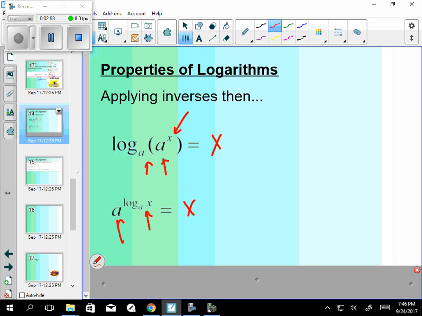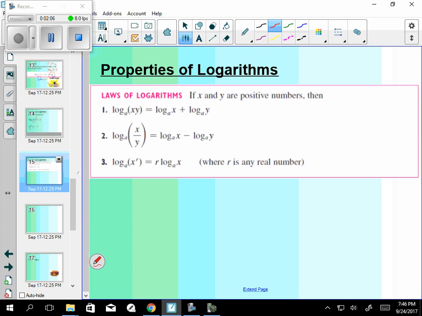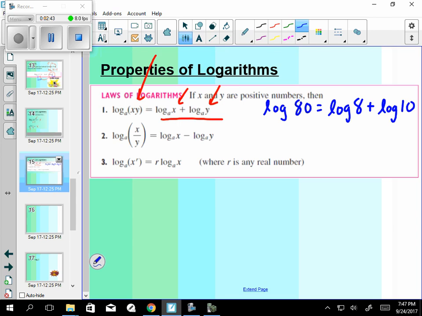Okay. Also, you should know the three basic laws of logarithms that you looked at starting back in Algebra 2. Anytime you are multiplying with logs, you can split that into two logs with the same base where you have the two things being multiplied equaling there. An example of that would be like if you had log of, let's say, 80, okay? We know 8 times 10 is 80, so you could split that into log of 8 plus log of 10, and those should be equal to each other because 8 times 10 equals 80.